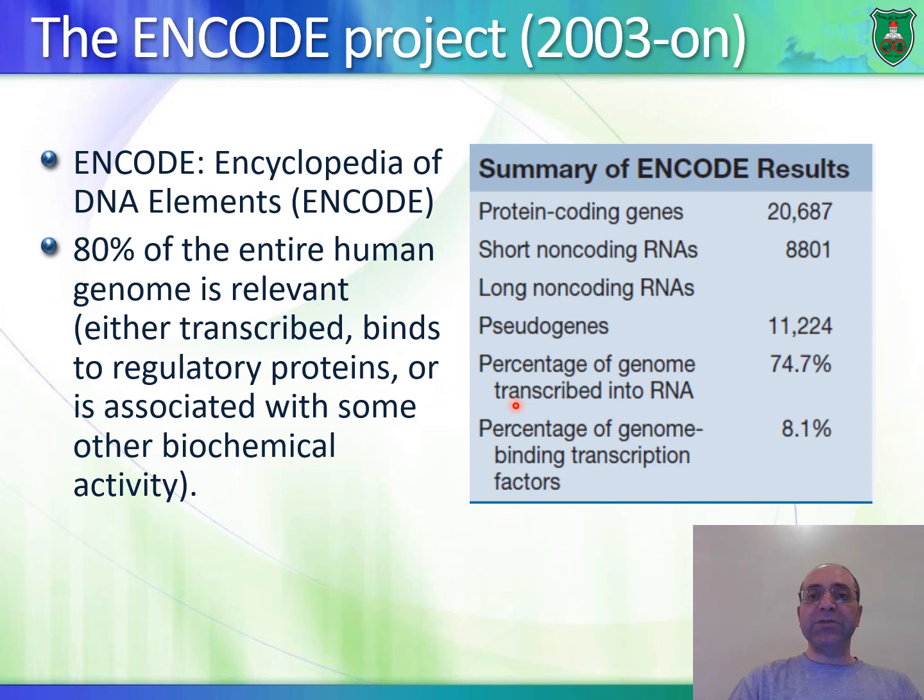Now, the percentage of the genome that is transcribed into RNA is about 75%, and the percentage of the genome binding transcription factors, we'll talk about these transcription factors, is about 8%. This is a huge percentage actually, if you think about it.